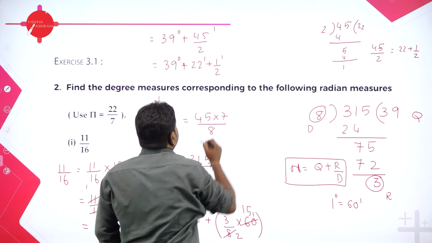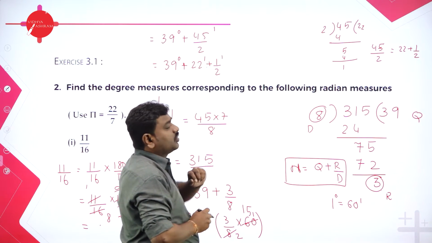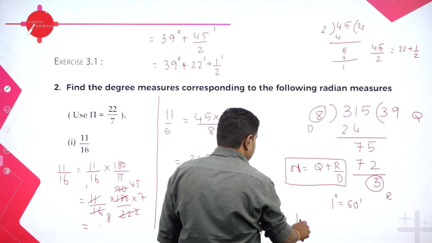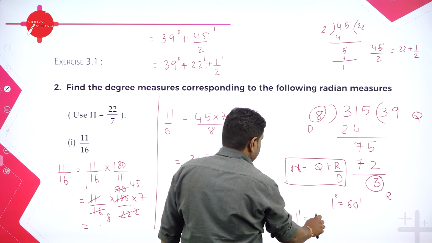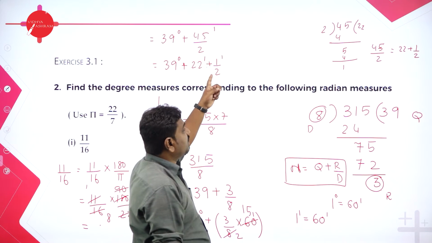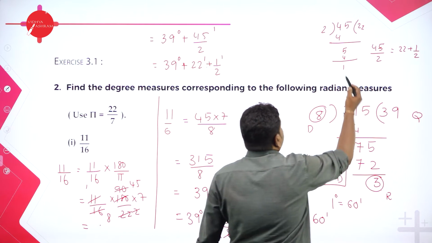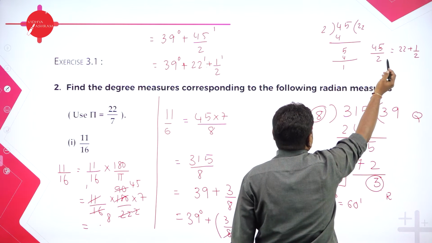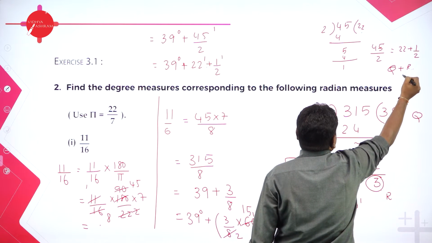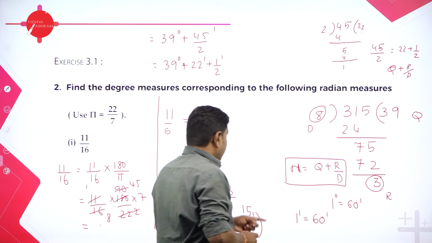Half minute. This half minute, again you convert it into what? Seconds. All of you know 1 minute is 60 seconds. What is 1 minute? 60 seconds. I have half minute left with me. So I wrote the given fraction 45 by 2 as quotient plus remainder by divisor. I have done it. So now again I have half minute.